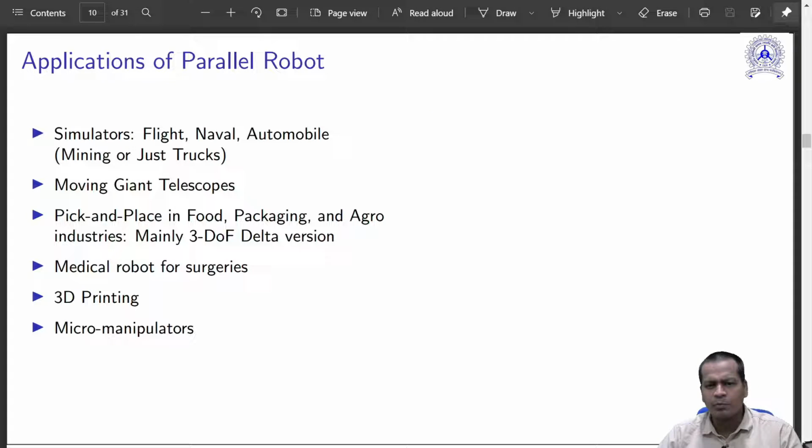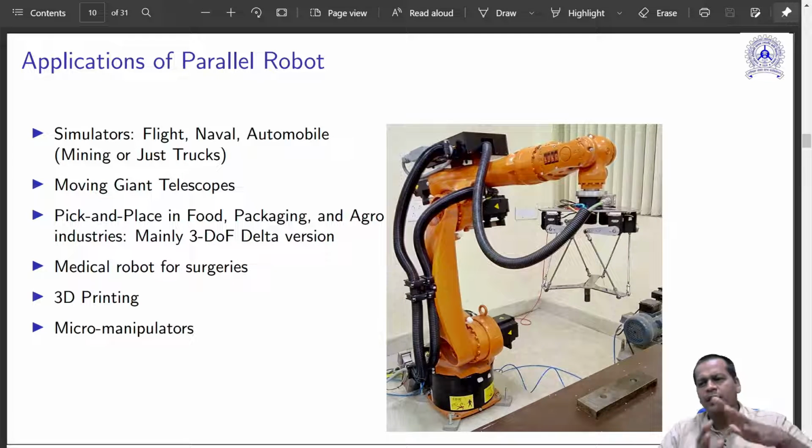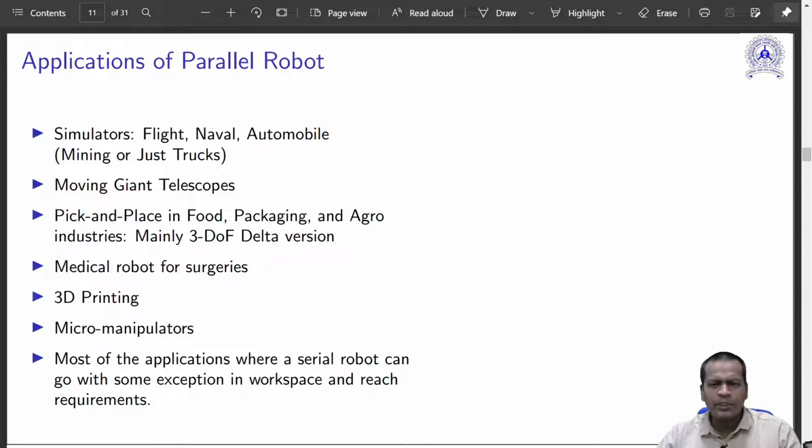So next is micro manipulation, as I have said. Even if you have a huge serial robot which can have a huge workspace, what happens at the end, it may not be that precise as compared to a parallel robot. So what it does, it carries a parallel robot on top of a serial robot where it can have precise motion at the end. You reach there and then you do precise manipulation. So most of the applications where a serial robot can go, with some exception in workspace and reach requirement, definitely parallel robot can also be applied.